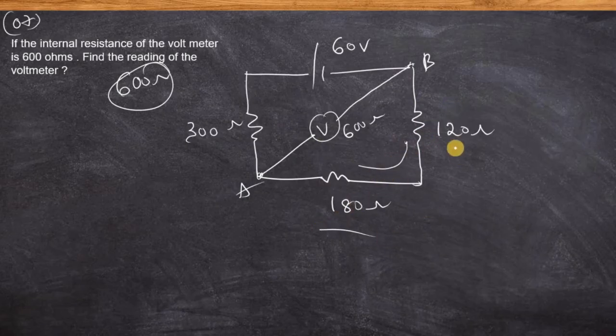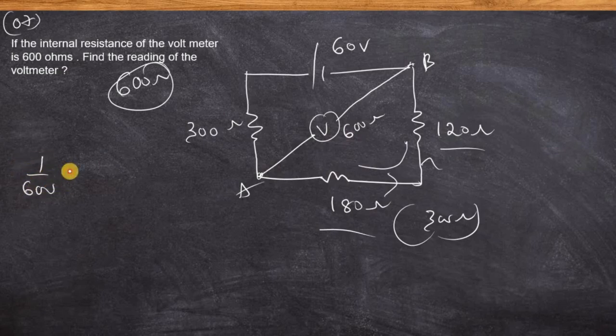So 120 and 180 ohms, these two are in series, one after the other. I hope you can see it. Once we add these two, that's 300 ohms. 300 ohms and 600 ohms, those two are parallel. So 1 over 600 plus 1 over 300.